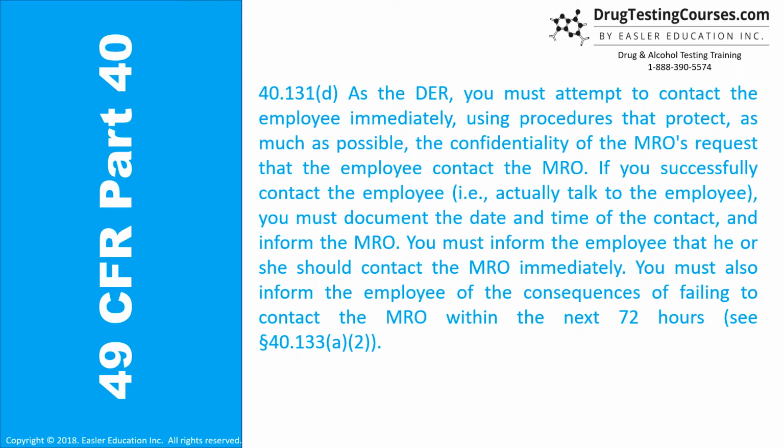40.131D. As the DER, you must attempt to contact the employee immediately using procedures that protect, as much as possible, the confidentiality of the MRO's request that the employee contact the MRO. If you successfully contact the employee, i.e., talk to the employee, you must document the date and time of the contact and inform the MRO. You must inform the employee that he or she should contact the MRO immediately. You must also inform the employee of the consequences of failing to contact the MRO within the next 72 hours. See Section 40.133A2.